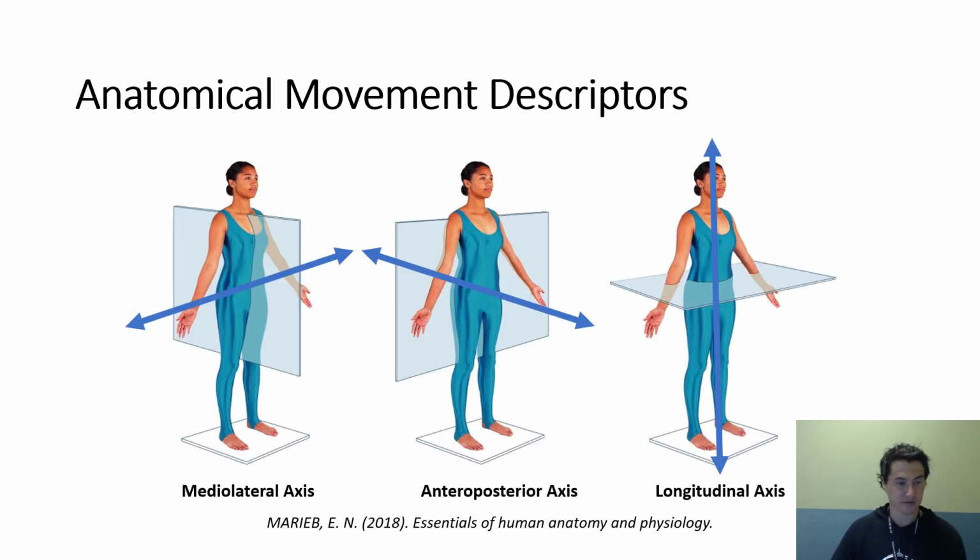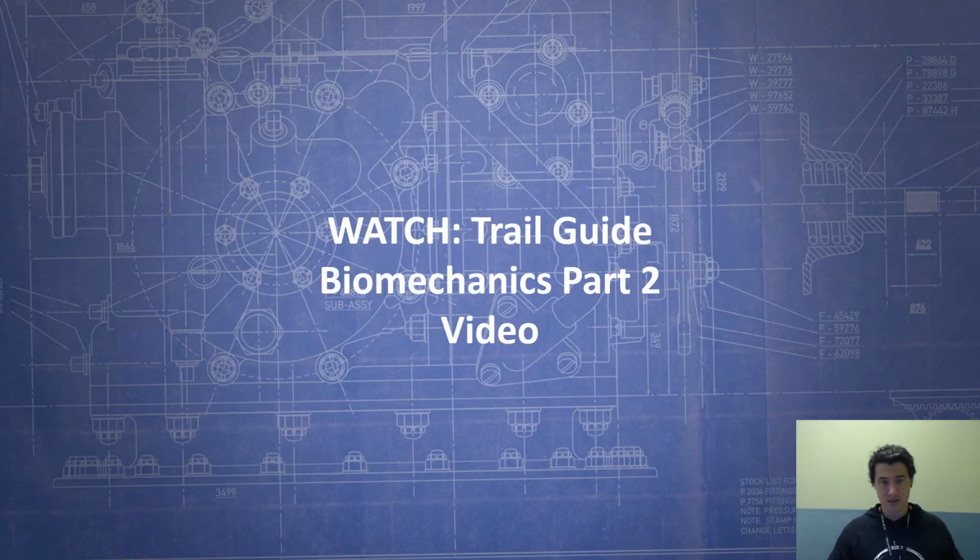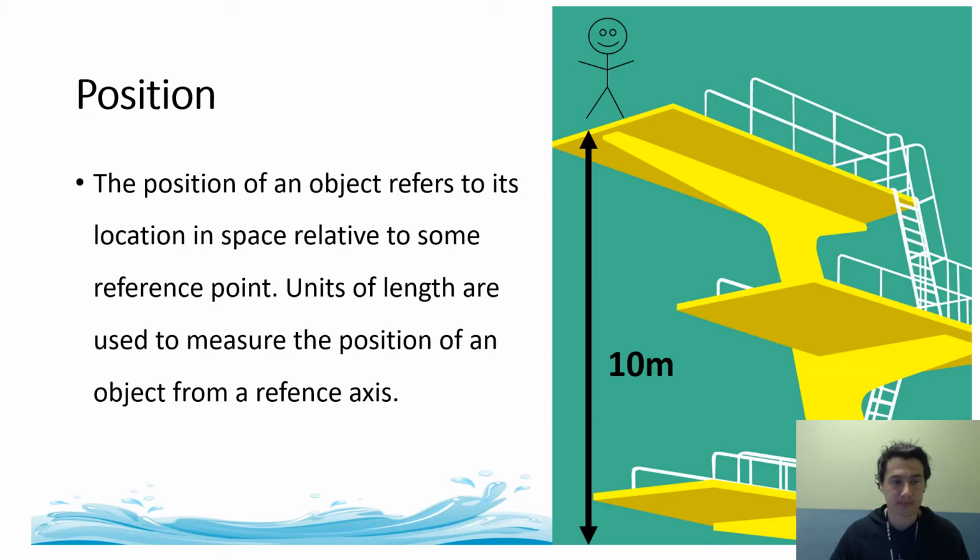So here are our diagrams again of our sagittal, frontal, horizontal, or transverse planes. If we put a needle perpendicular to that plane, the sagittal plane has a mediolateral axis, so medial lateral. The frontal plane has an anterior posterior axis, and then our horizontal or transverse plane has a longitudinal axis. So you can move along the 2D space and you can rotate around the axis. Alright, pause the video, go watch part 2.